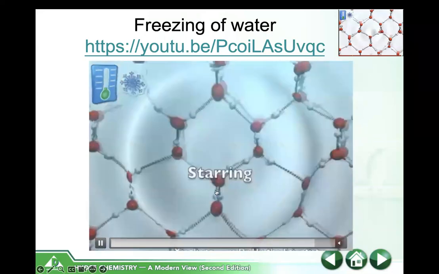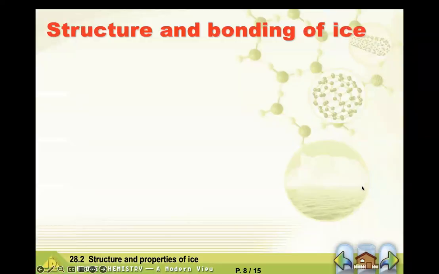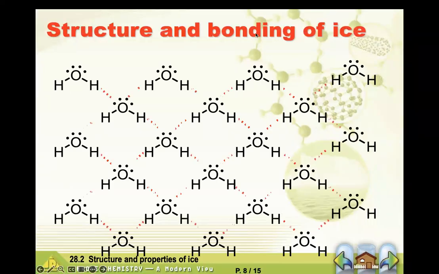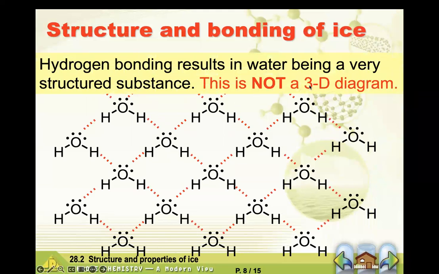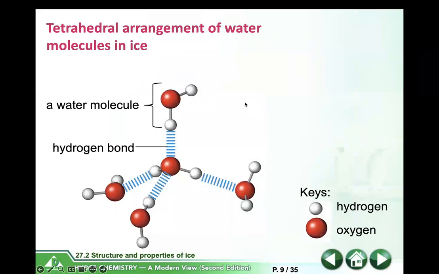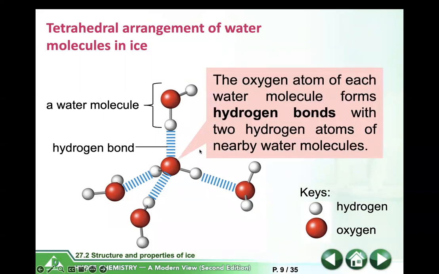This is the structure of bonding of ice. In this case, it is not a three-dimensional diagram. It is just two-dimensional. If we think about the tetrahedral arrangement of the water, because the shape of the molecule itself is tetrahedrally arranged, when we form the ice crystal, the hydrogen bond must be in the ice crystal.